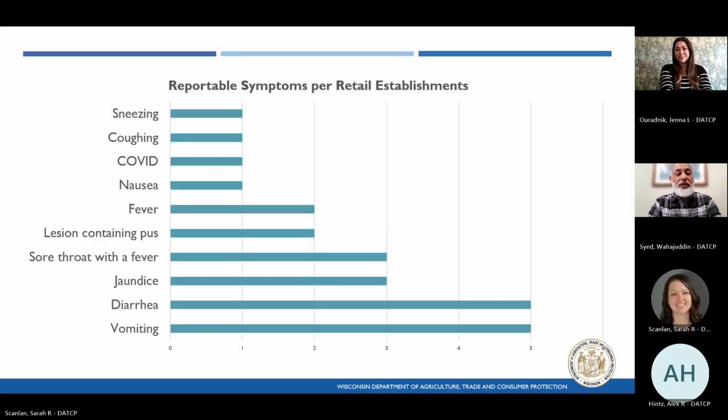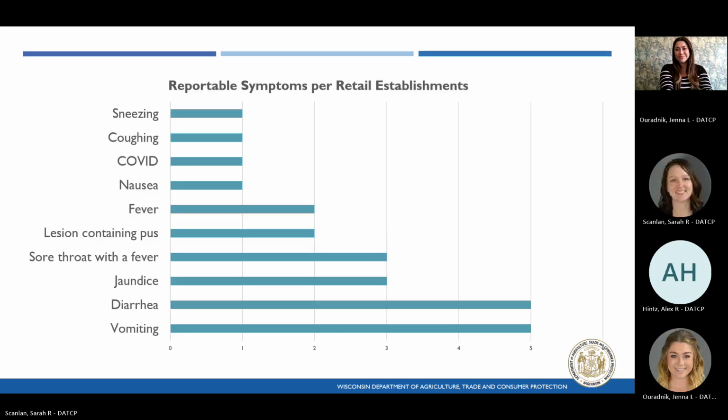Thank you, Jenna. Written and verbal employee health policies are discussed and reviewed during a NEARS assessment. Of the 11 establishments implicated in an outbreak, 2 did not have an employee health policy and 1 was unsure. Of the 8 establishments which stated they had an employee health policy, only 5 of those policies were written. The graph on the chart indicates the reportable symptoms of those 5 establishments indicated as reportable by their employees.